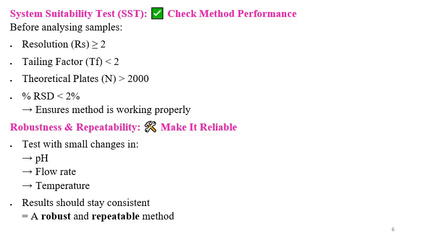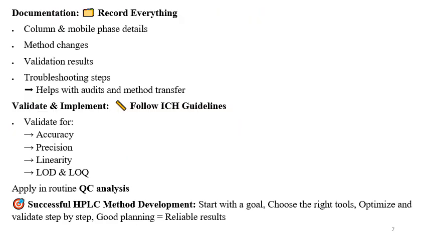Robustness and repeatability testing, so make it reliable. Test with small changes in pH, flow rate, temperature, and compare the results with the optimized parameters. Results should be consistent so that you can say that the method is robust and reproducible, though there are some small changes in the pH, flow rate, and the temperature.